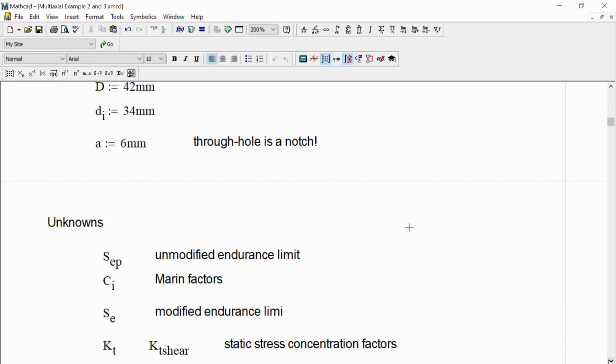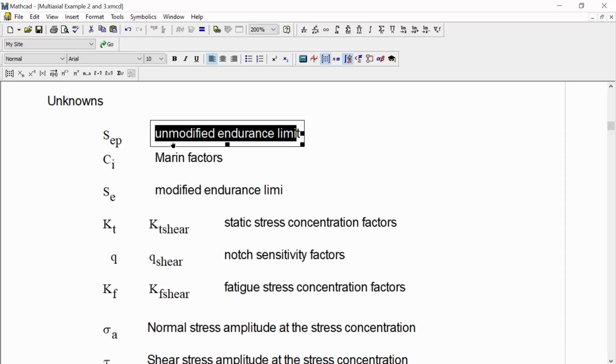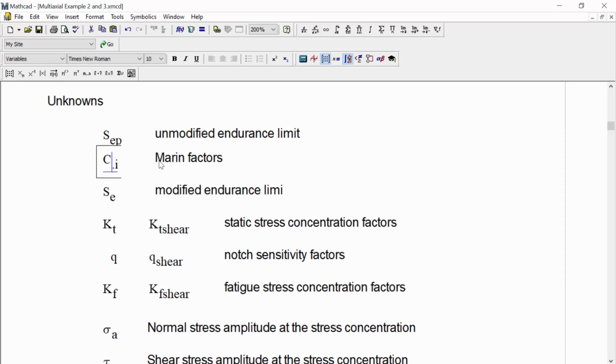Now let's list out what our unknowns are for this problem, and there are quite a few unknowns. First, there's what we'll define as S_E', which is the unmodified endurance limit. Then there are the C_i's, which are the Marin factors. Then there's the modified endurance limit, S_E.